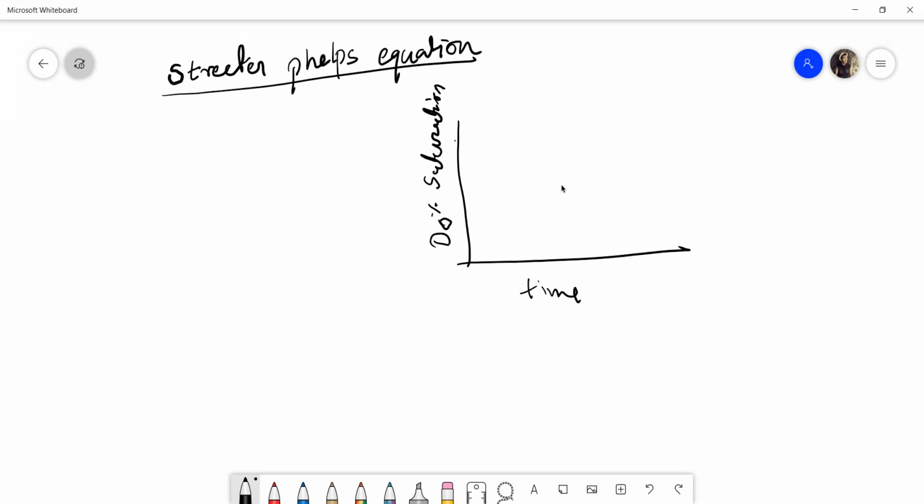And in the initial stage there will be some DO. Later on, DO gets decreased. And afterwards, it increases. Right? It happens like this. So there are two things taking place there. One is deoxygenation, and another one is reoxygenation at the same time.